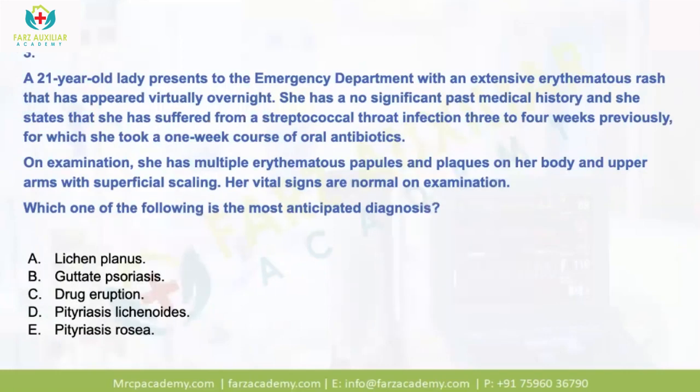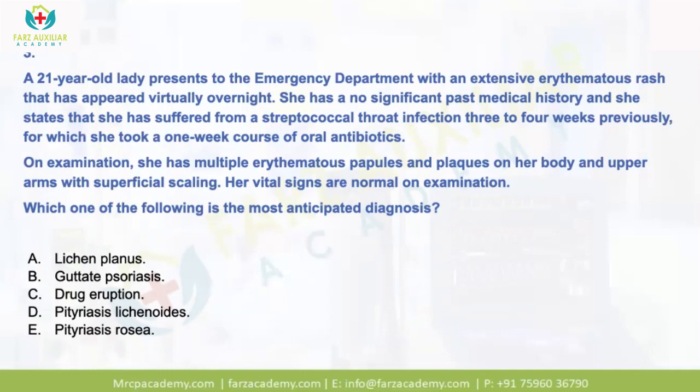So the next patient, a 21-year-old lady, presents to the emergency department with an extensive erythematous rash that has appeared virtually overnight. She had no significant past medical history, and she states that she suffered from a streptococcal throat infection 3 to 4 weeks previously, for which she took a 1-week course of oral antibiotics. On examination, she had multiple erythematous papules and plaques on her body and upper arms with superficial scaling. Her vital signs are normal on examination. So which one of the following is the most anticipated diagnosis?